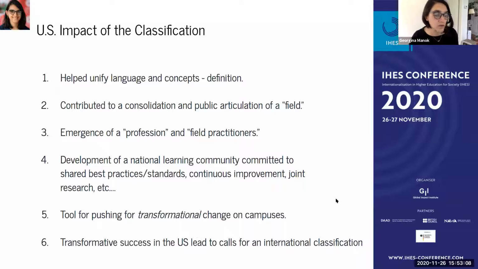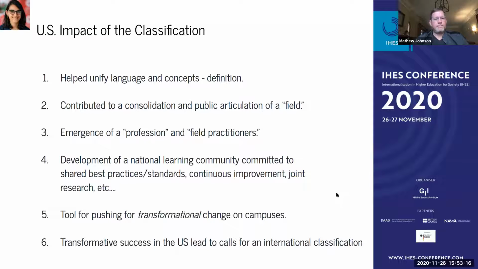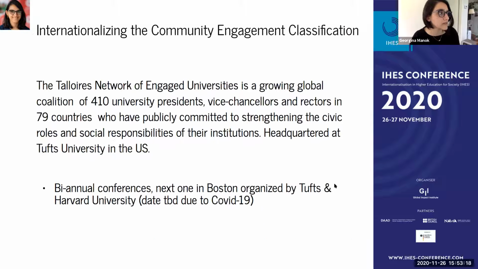So this transformative success in the US has led to calls for an international classification from global partners, and Matthew will speak a little bit more about what that looked like. One of the main channels through which we got this demand is through the Talloires Network Leaders Conference, which is a conference that happens every 2 or 3 years by a network of international universities committed to civic engagement.